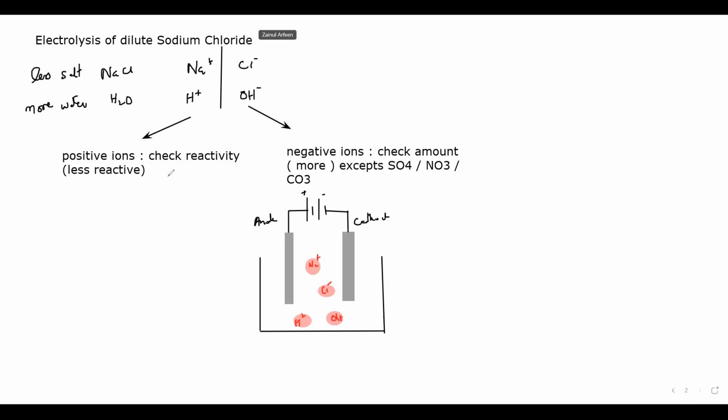Now what happened for positive ion? We check the reactivity. The less reactive will move. So which one is less reactive? The electrons move from negative terminal and move towards the cathode. So both positive ions are attracted. Attraction is there for both. But which one is able to discharge? The hydrogen, because hydrogen is less reactive, so hydrogen is able to discharge. So as the hydrogen is able to discharge, what will be the half equation at cathode?